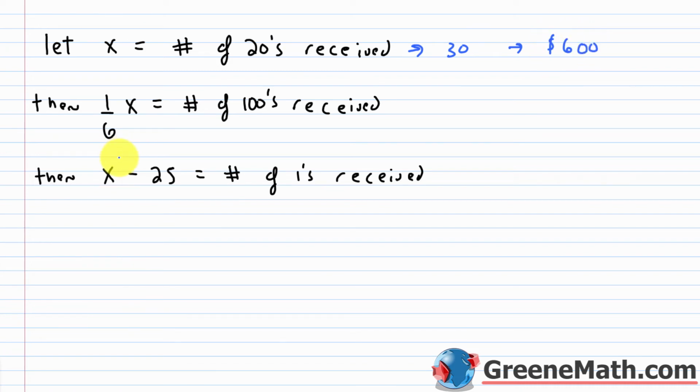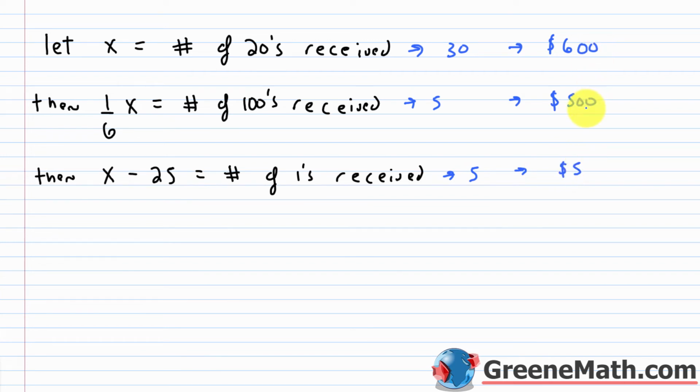Then for the number of hundreds received, it's 1/6 times 30. 30 divided by 6 would be 5. So they got 5 of these. The value would be $500. And then x minus 25 is the number of ones received. 30 minus 25 is 5. So this is 5. So this would be $5. And that's consistent with what we're given in the problem.